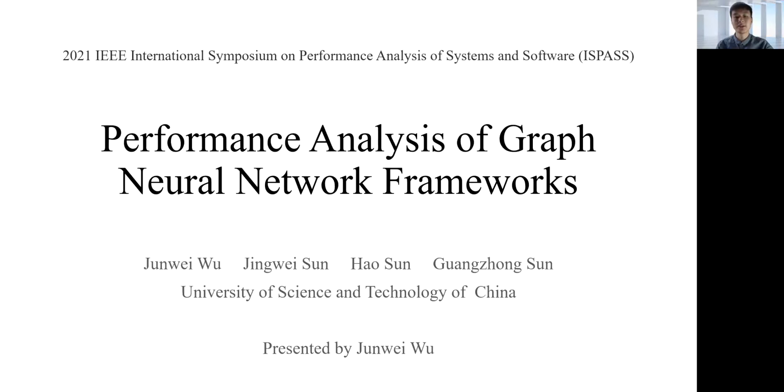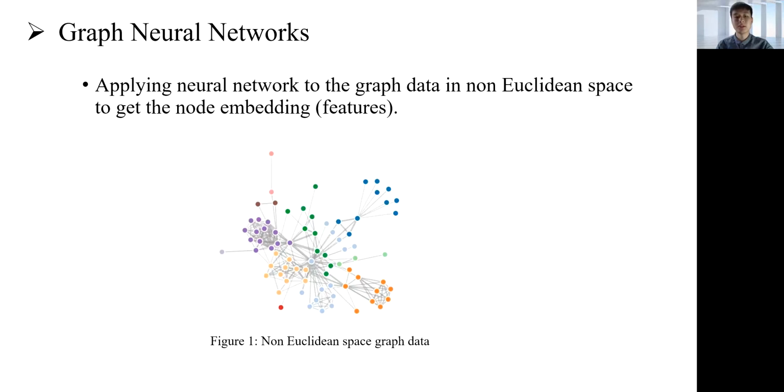Today my presentation is about performance analysis of graph neural network frameworks. The data in the tasks targeted by previous deep learning algorithms are typically represented in Euclidean space, such as images, text, and videos. However, there is an increasing number of applications where data are generated from non-Euclidean domains and are represented as graphs. Therefore, graph neural networks have rapidly developed to deal with complex graph data.